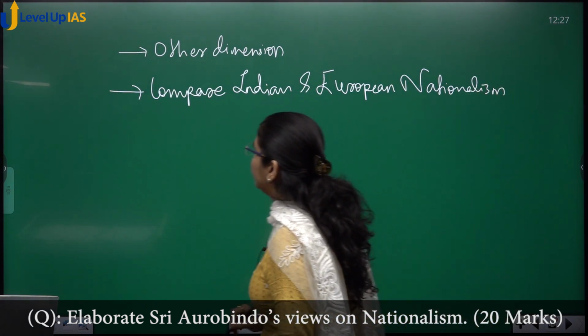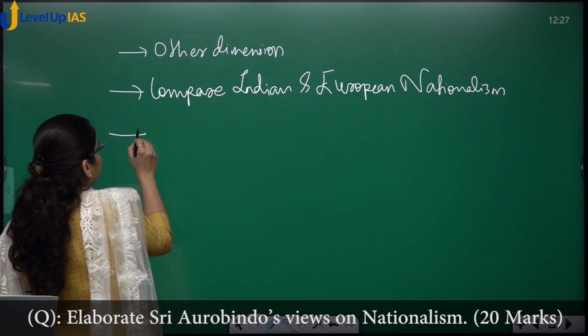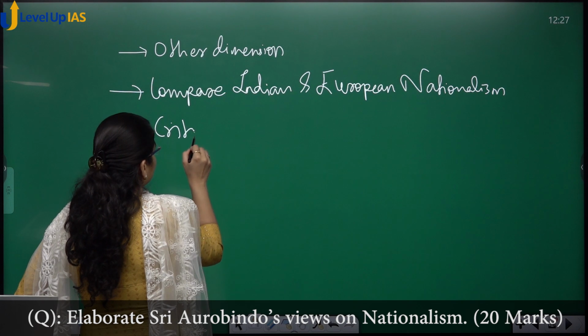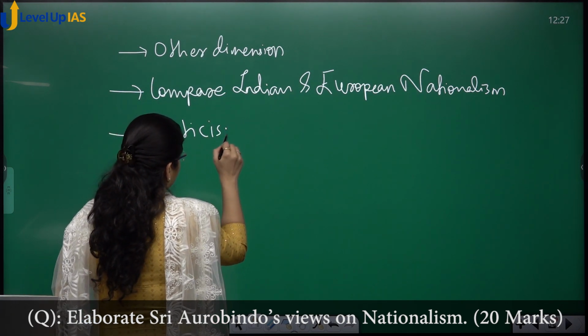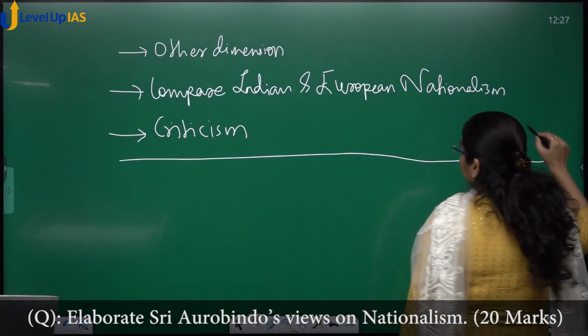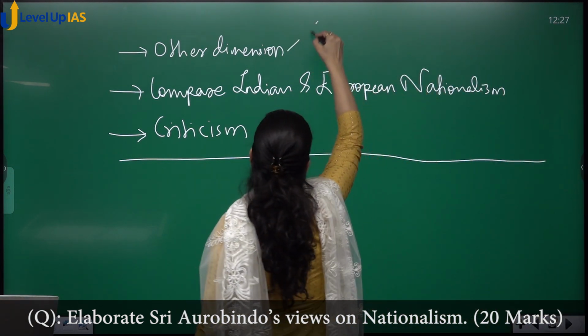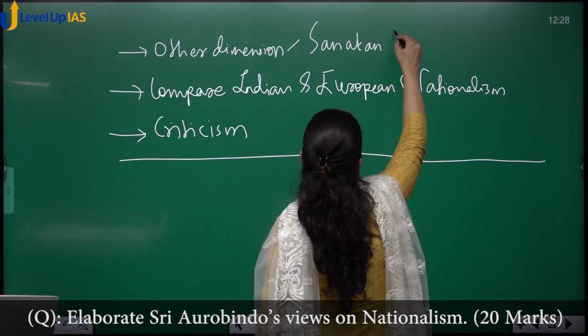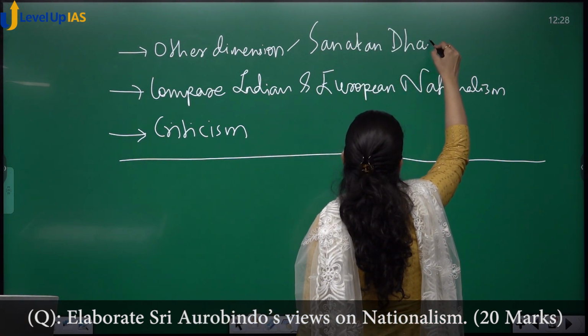Okay, right? And then eventually you can also give a criticism of your own, of his view, because he could not bring it within the ambit. All right. Here you also talk of Sanatan Dharma in the other dimension, very important, which was coterminous with nationalism for him.